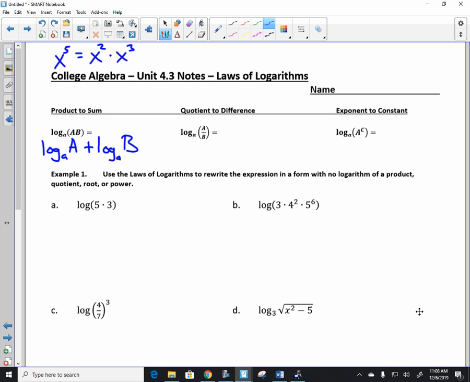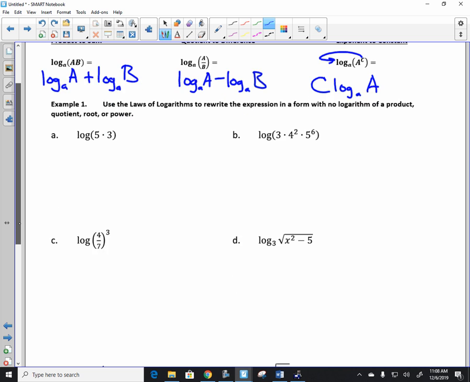So in this situation, we have log base A of, anybody know? A minus log base A of B. Thank you, Nicole. And if we have a power to a power, we multiply. So in this situation, we drop the C out front. We get C times the log base A of A. Sweet. Got it.